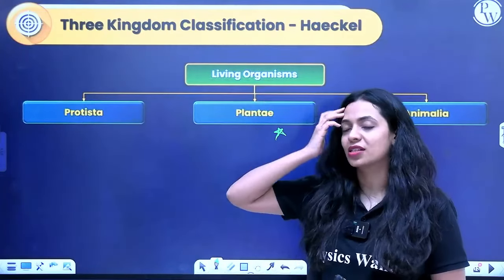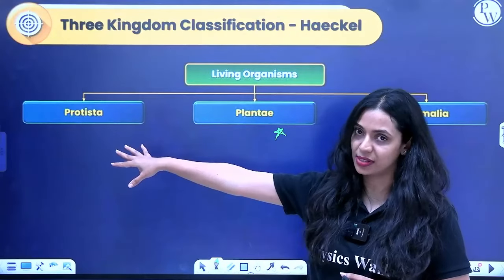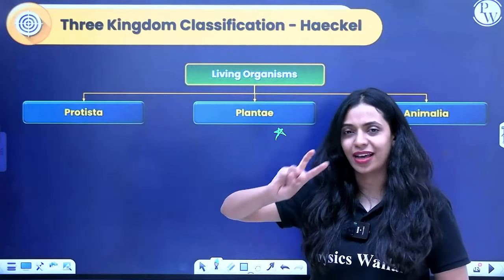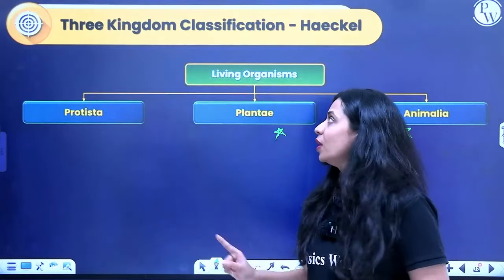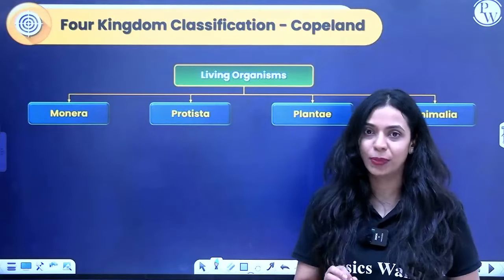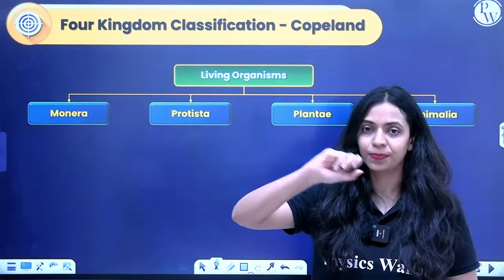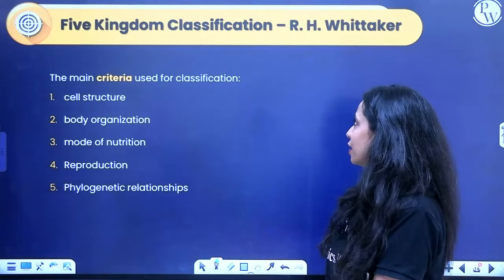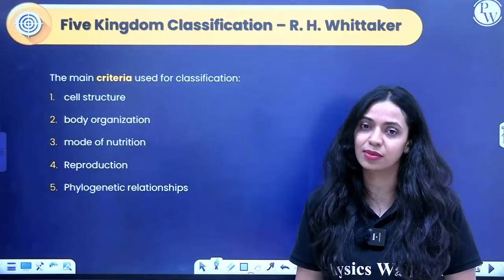So in the three kingdom classification proposed by Haeckel, the extra kingdom that got added was kingdom Protista. Okay, just remember this. Ernst Haeckel, three kingdom classification, Plantae and Animalia are always going to be there. Along with that, there is Protista. More about Protista I'll tell you going forward. Okay, and then after this, there was a four kingdom classification proposed by Copeland. And along with Plantae, Animalia, Protista, we now have Monera. Okay, so this is the four kingdom classification. And after this came R.H. Whittaker's five kingdom classification, which is the most widely accepted and currently used system for classification.